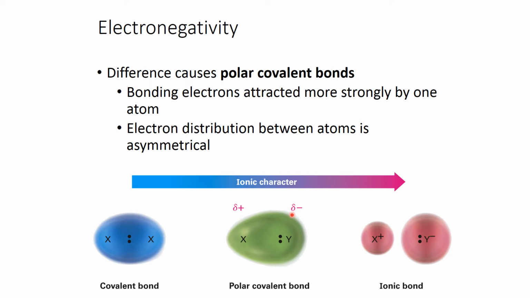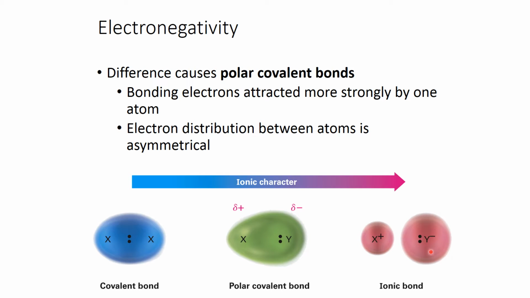What is this del right here? This del is the symbol that means partial in math. So it's saying a partial negative. It's not a full negative. It's only a little bit of negative. Because the electrons are being pulled over to Y, there's a small positive charge that builds up on X. And we call the two of these together, the del positive and the del negative, a bond dipole.